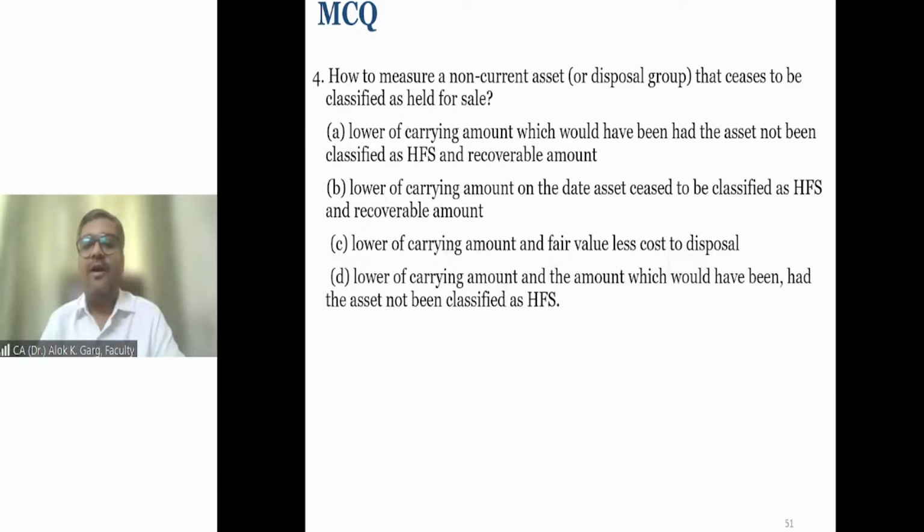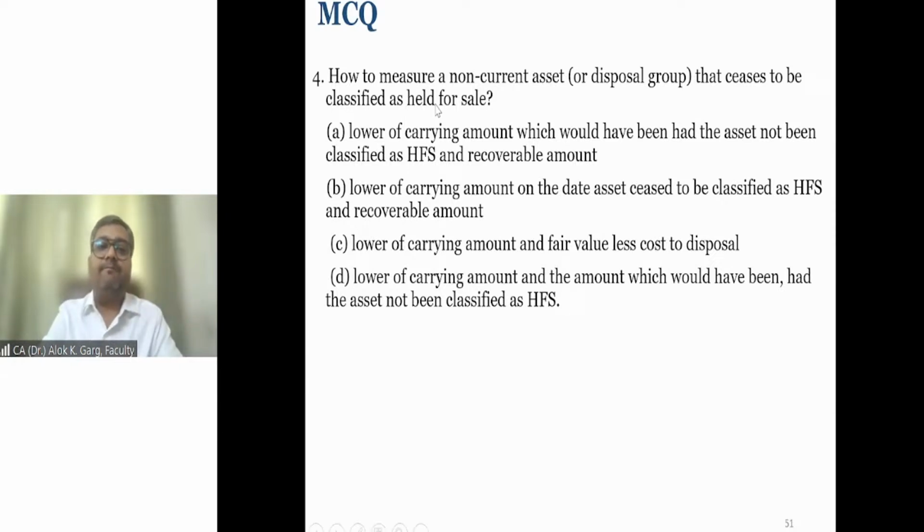If it no longer meets the held for sale criteria, then at what value is it going to be measured? You remember I have told you that it has to be measured at the lower of what? Step number 1, compute the carrying value had this asset never been classified as held for sale. Second, compute the recoverable value. Step number 3, recognize this asset at the lower of carrying value and recoverable value.